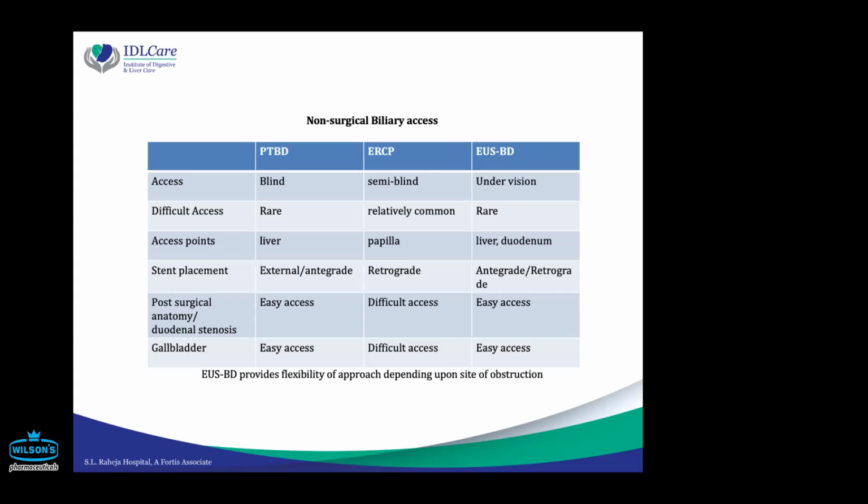So you can do a rendezvous procedure and place a stent via the papilla. So that is a retrograde drainage. And of course, the antegrade drainage via various procedures. Post-surgical anatomy, PTBD has no problems, EUSBD has no problems, while ERCP succeeds in only about 60%. For the gallbladder, again, ERCP can be done, but it has difficult access. So these are some of the points, not to say what is superior and what is not, but these are the three comparative techniques that we have for non-surgical biliary access.